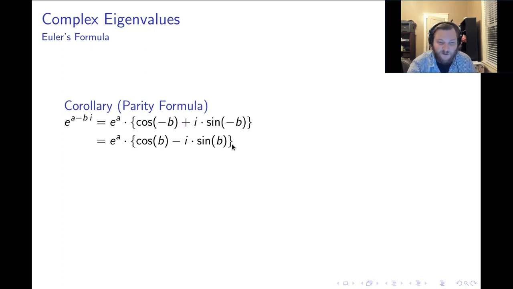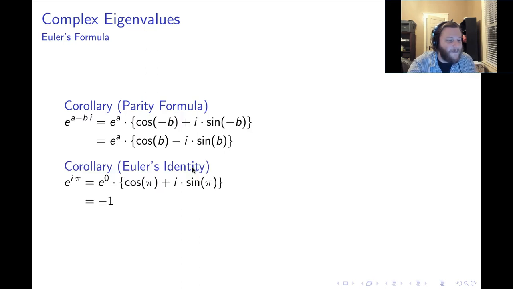times sine of b. And we also get a famous identity called Euler's identity. If I plug in a equals 0 and b equals pi, and then I took e to that number, I would be looking at e to the i pi. This would be e to the 0, that's a, multiplied by cosine of b, which is pi, plus i times sine of b, which is pi here. Well, sine of pi is 0, and cosine of pi is negative 1. So this gives this famous formula, e to the i pi equals negative 1.